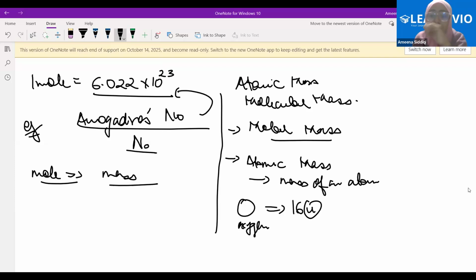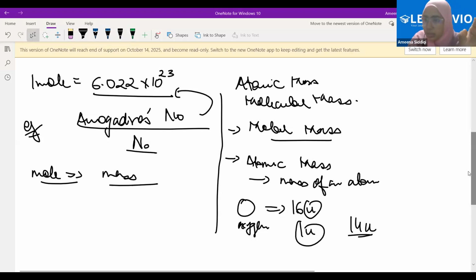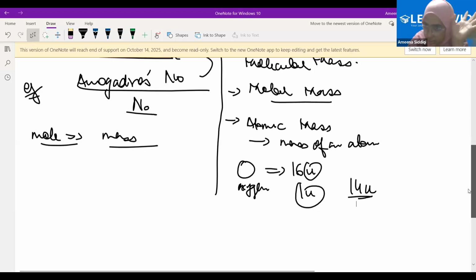Clear? If I say the mass of one hydrogen atom is 1 U. One nitrogen atom is 14 U. So like this, we have the mass of all atoms of all different elements. Clear? That is atomic mass.